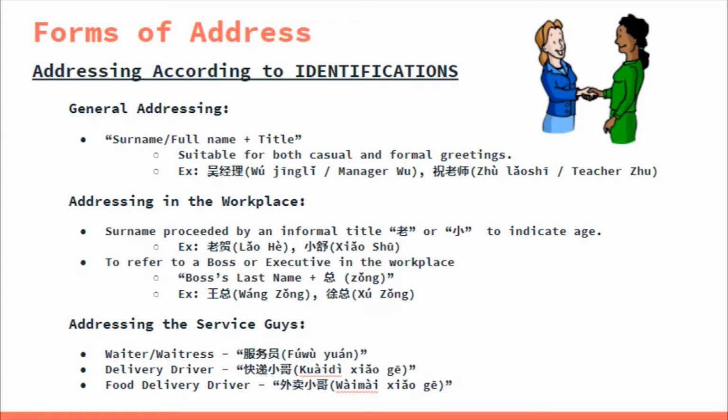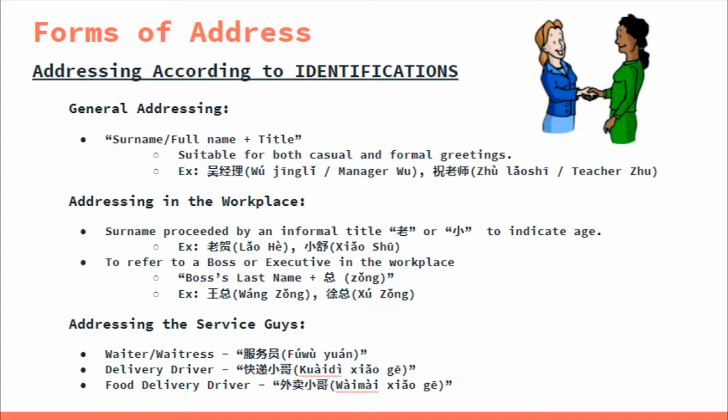When addressing someone in a normal setting, we would use their surname or full name followed by their title. This is suitable for both casual and formal greetings. For example, if we want to speak to our manager, we can say 吴经理, and if we are speaking to our teacher, we could say 祝老师.